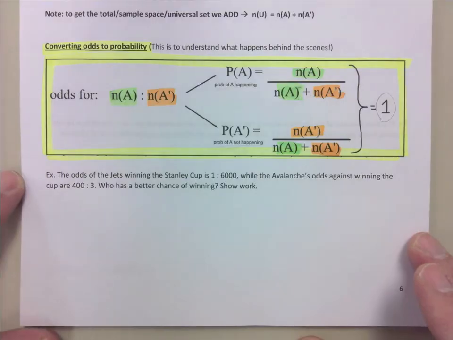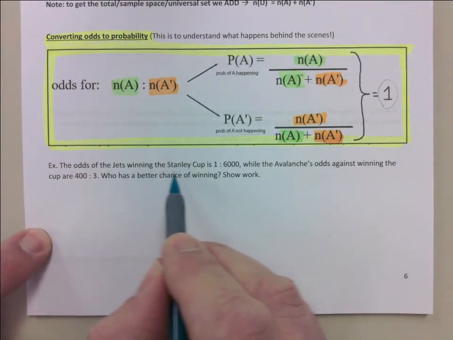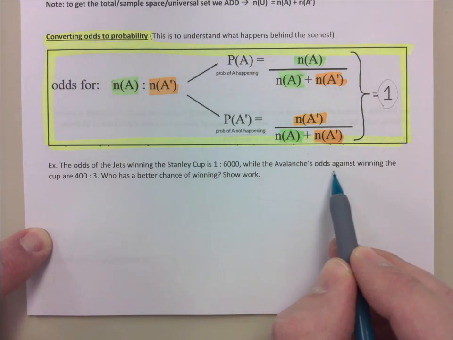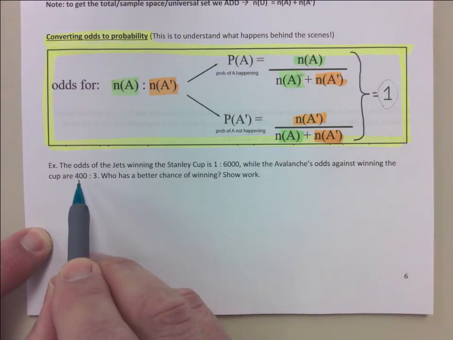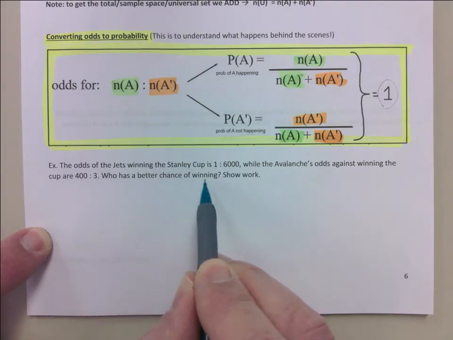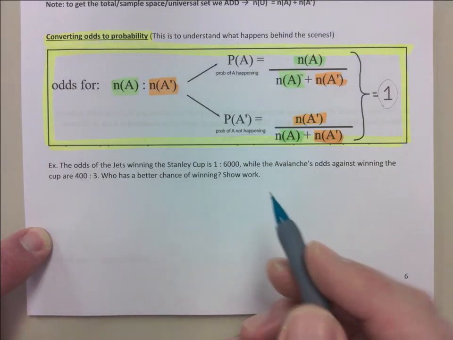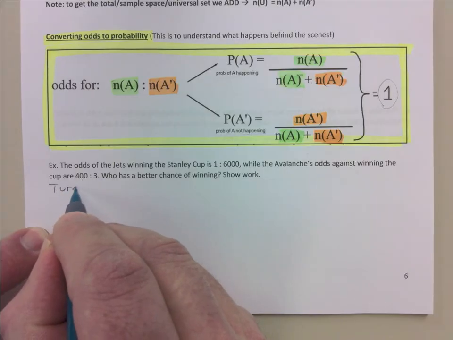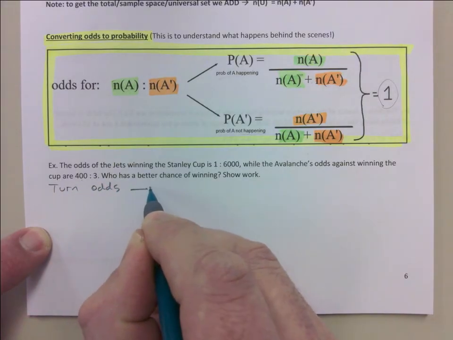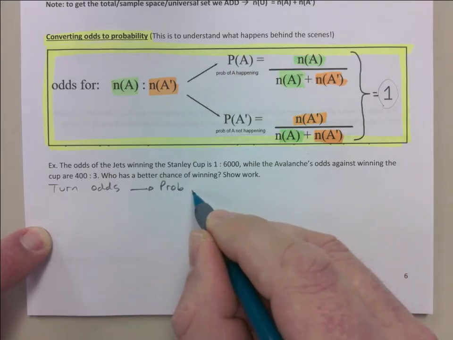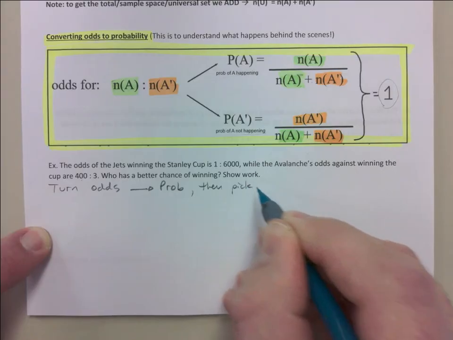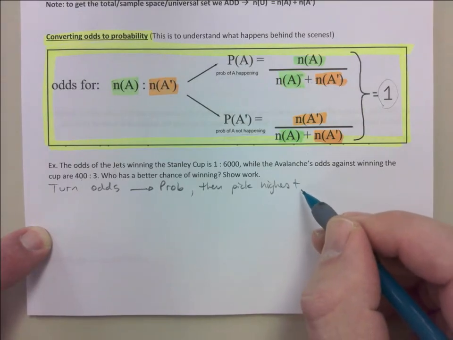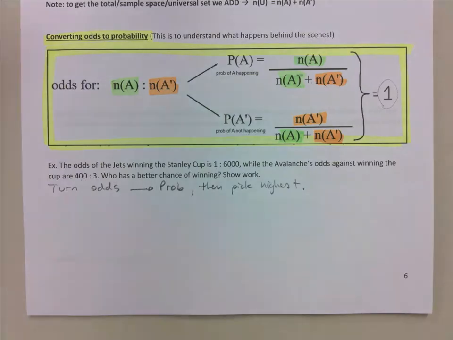Okay, let's put this into practice here. The odds of the Jets winning the Stanley Cup is 1 to 6,000, while the Avalanche's odds against winning the Cup is 400 to 3. Who has a better chance of winning? Show your work. If you want, turn both into probabilities. Turn odds to probabilities, then pick highest, right? That's going to be my way of approaching this.